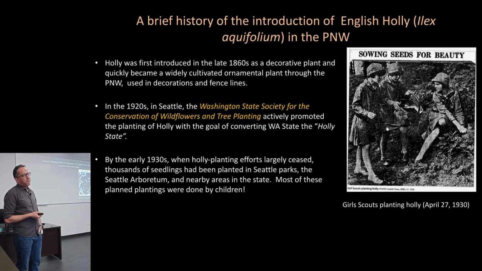Now, how does this happen? I think that's an important question to ask. How is this here, and what is the state of English holly dispersion here in Washington State? So holly was introduced in Washington State in the late 1860s as an ornamental plant.